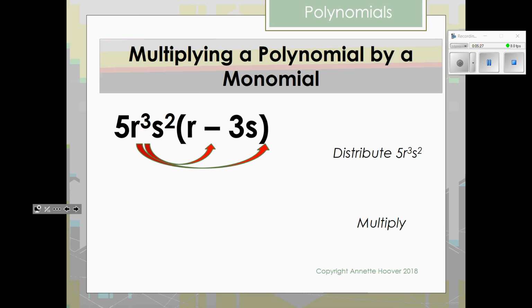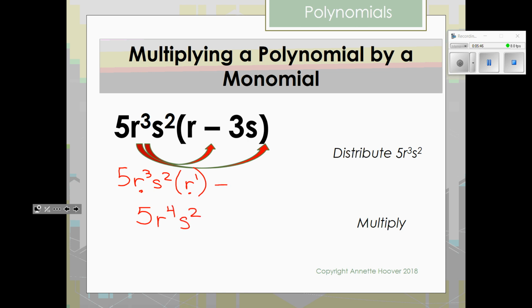Another practice, we have 5r cubed s squared times r. So all we have to do here is multiply the r terms together or add the exponents. So we get 5r to the fourth s squared.